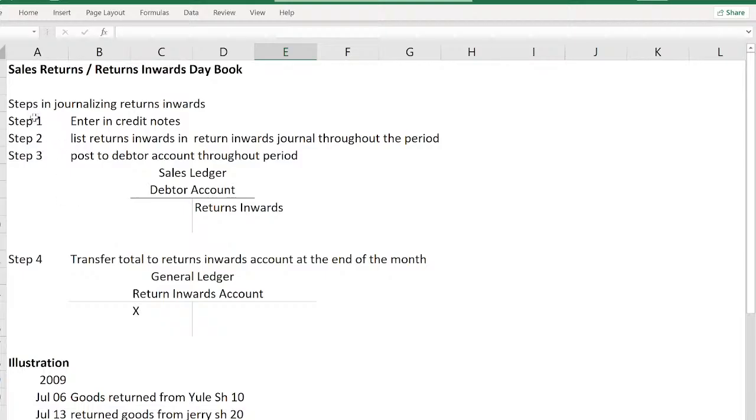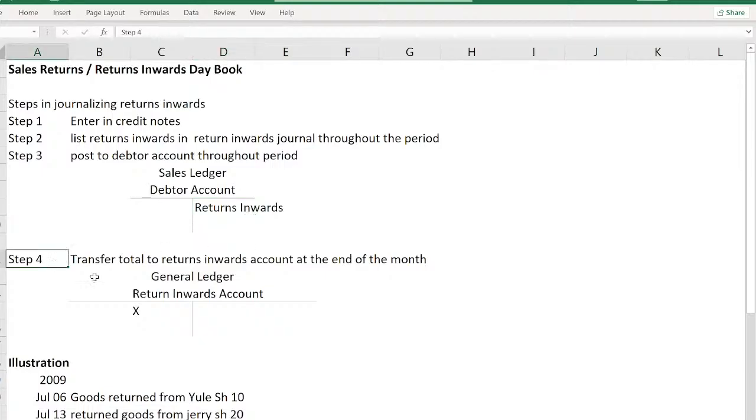So step 1, in journalizing the returns inwards, we enter in credit notes. Here you have to start the credit notes. And then step 2, we list the return inwards in return inward journal throughout the period. Step 3, we post to debtor account throughout the period. So in our sale ledger, the debtor account, we are going to credit the return inwards.